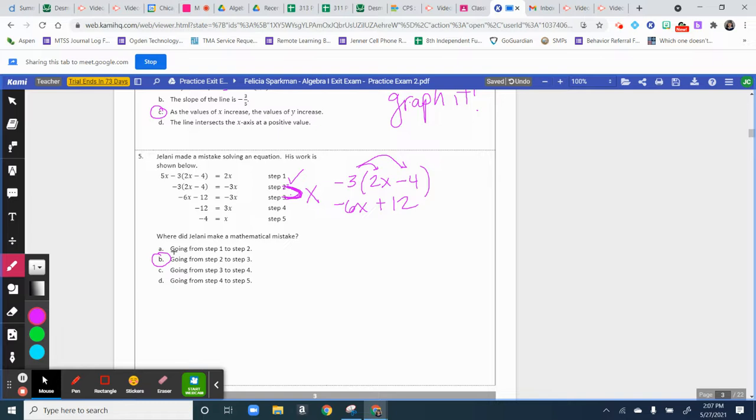A lot of times students will say step 3 to 4 because on line 3 is where they see the mistake. But if you see it on where it says step 3, the mistake was already made, okay? So just be really careful with that because that's a very common mistake, students pick 3 to 4 because they're seeing a mistake on line 3. So that's a common misconception.